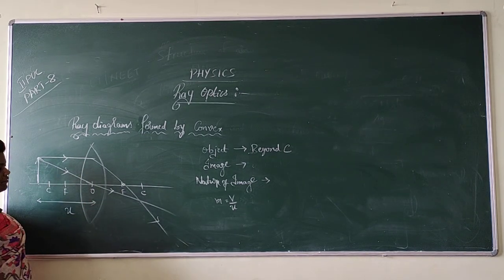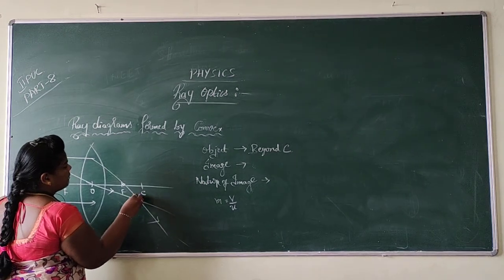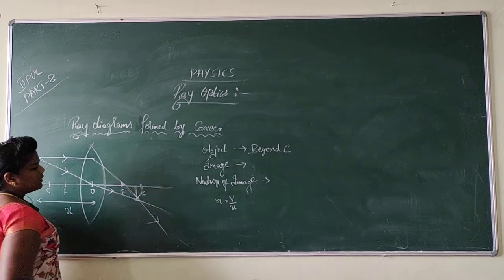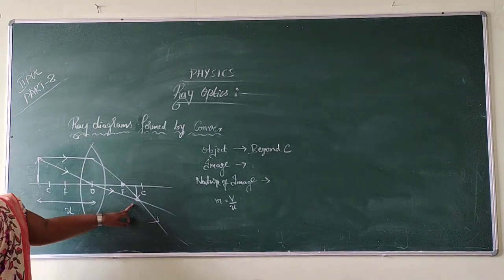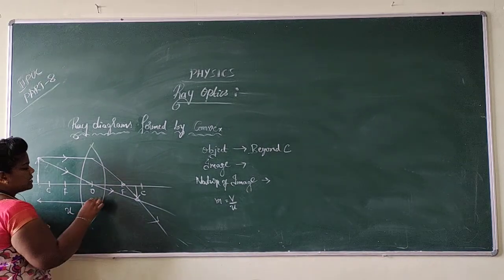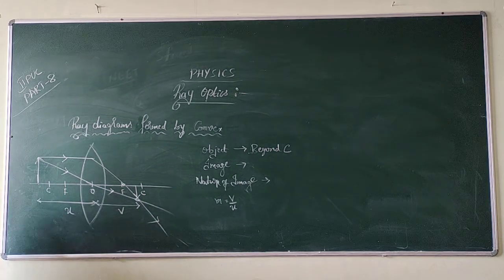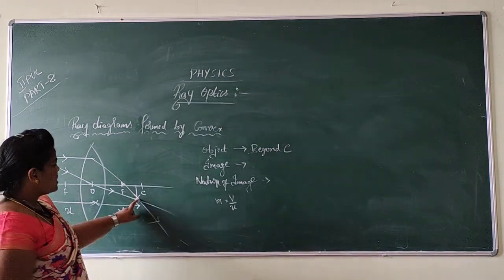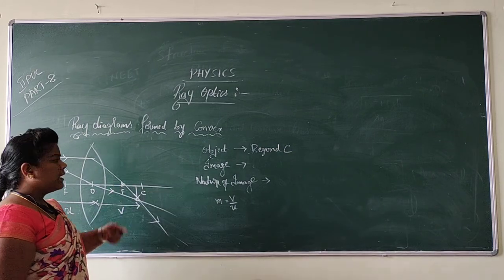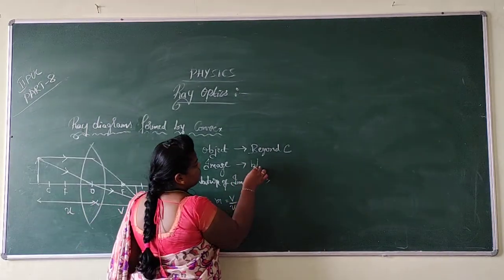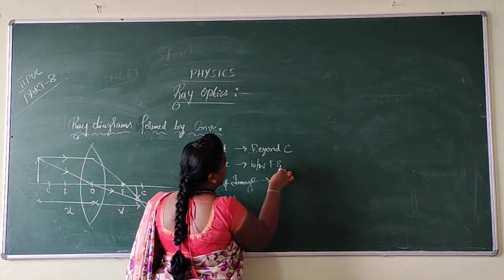It passes out without refraction, so that it is a point at which the 2 rays are going to meet. So here is the image formed. The distance between the object and the image is called the image distance V. Observe it very carefully: where is the image formed? Image is formed between F and C.